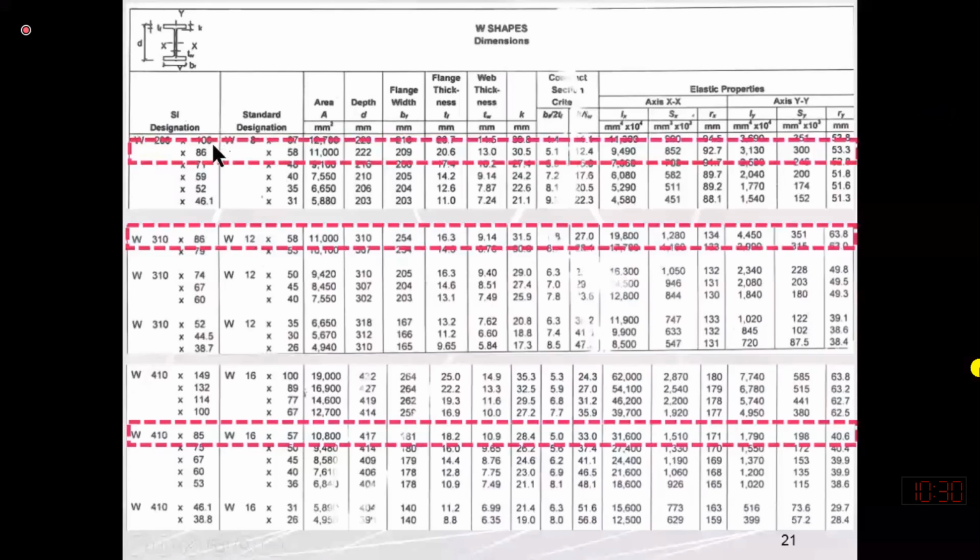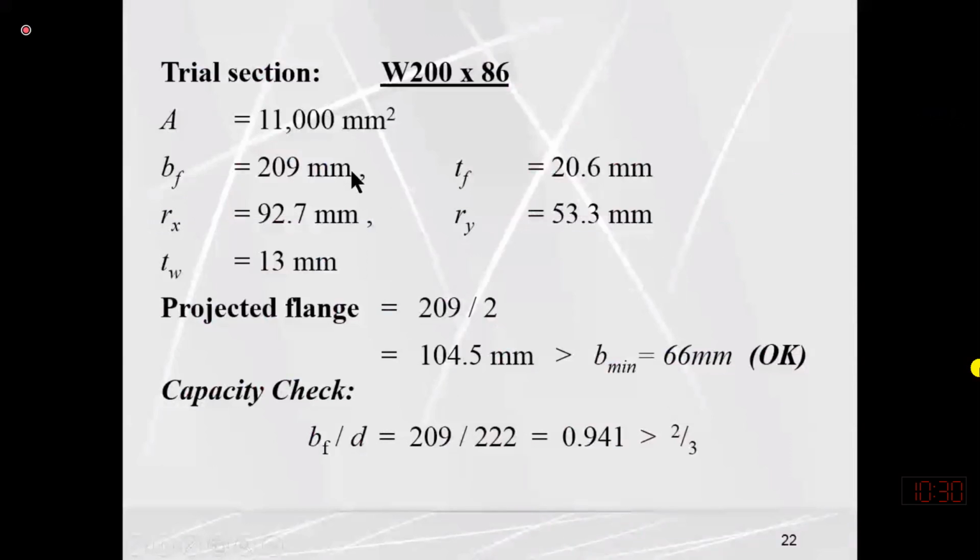So I need to write down the geometric properties of this section. Area is 11,000. BF value is 209. Flange thickness we require here, why we require, I will explain, which is 20.9. Thickness of the web we do not require, but you can note it down. Moment of inertia Rx value is 92.7. Radius of gyration about the x-axis and radius of gyration about the y-axis we also require. So here I have written all the geometric properties.